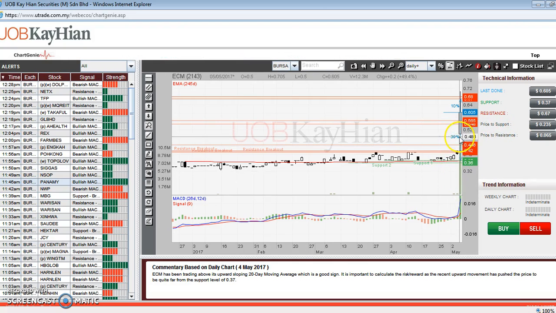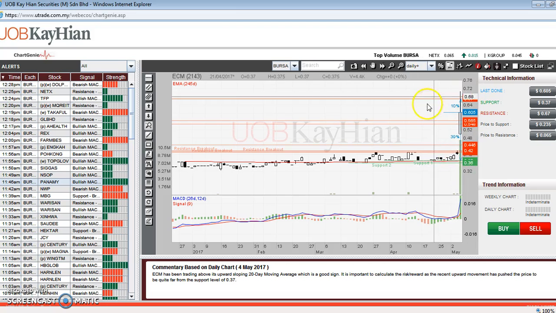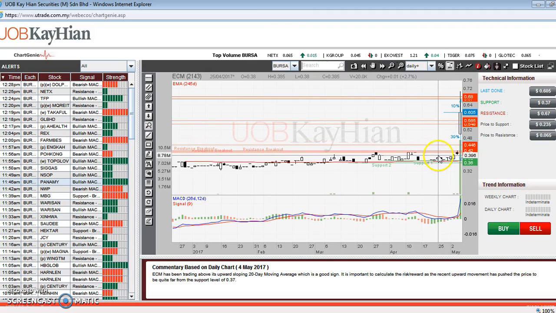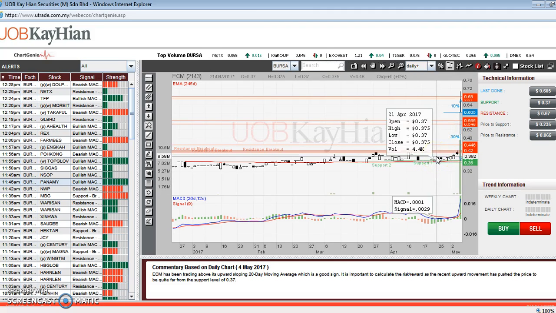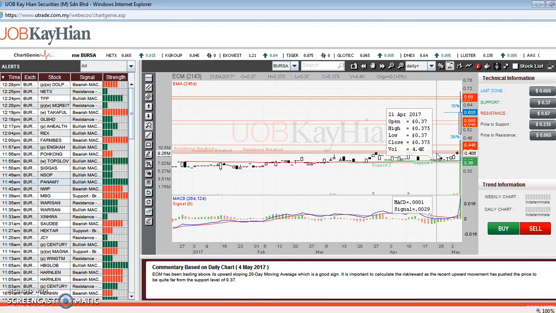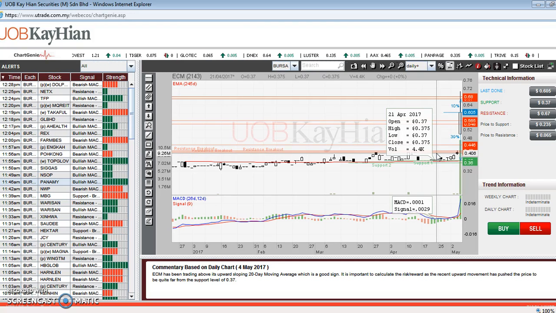Okay, if you bought at 50 cents, your cut loss I think will be 48 or 47.5 or 46. But judging that they were paying a 15 cent dividend, I think if you buy it cheap, maybe you can sell half as profit take and let the other half run. That's my trading suggestion for you, if you bought it at 50 cents when the market opened.